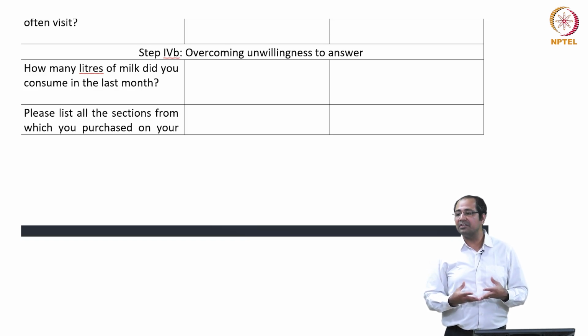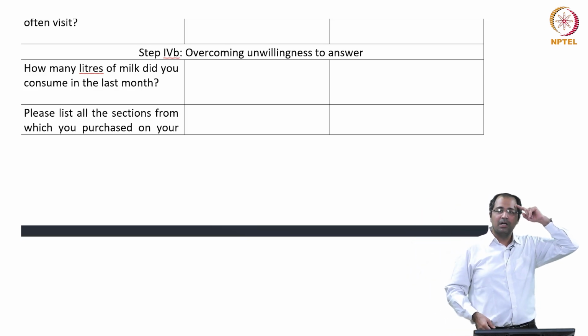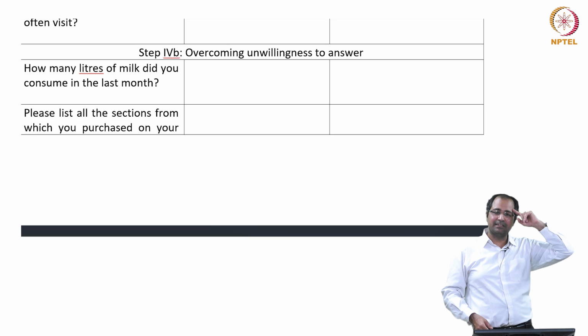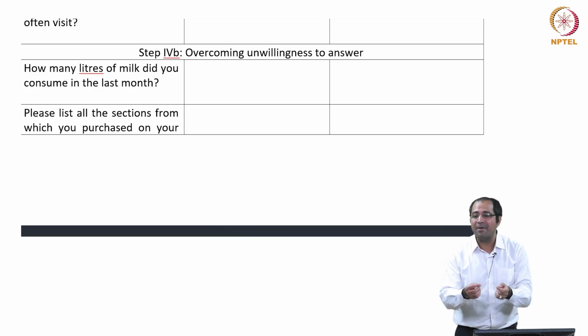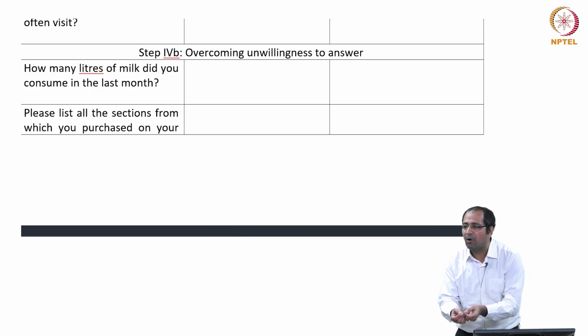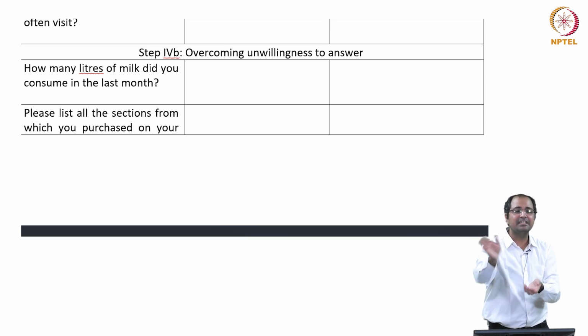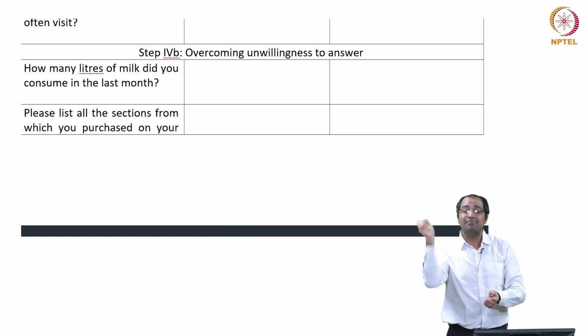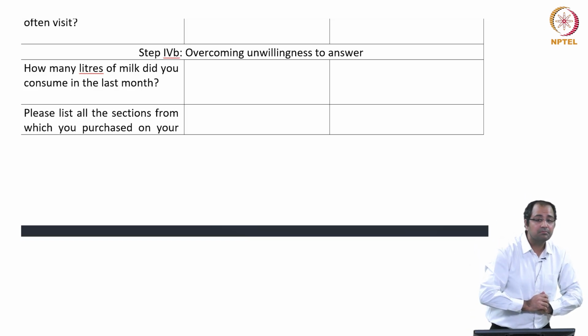What is the problem with this question? People would not be willing to put in the effort. Why should I calculate into one day how many packets, half liter, 3 into 30? Why should you want the respondent to do that? Why can't you ask how many liters of milk do you consume on a typical day, and multiply by 30 on your own? You have to minimize the effort that is required of the respondent to answer your question.